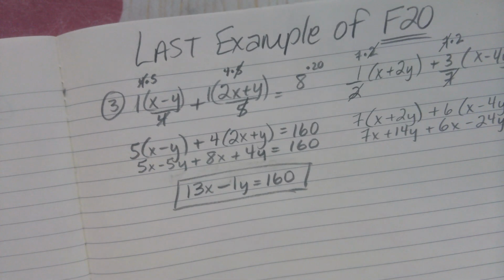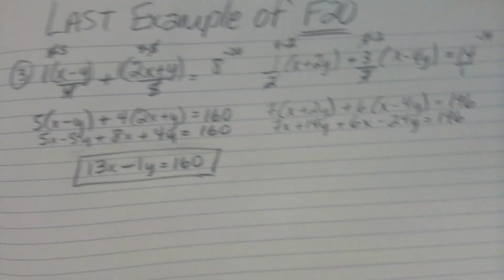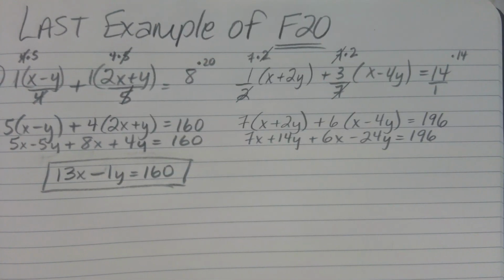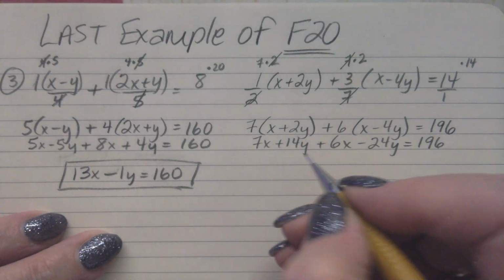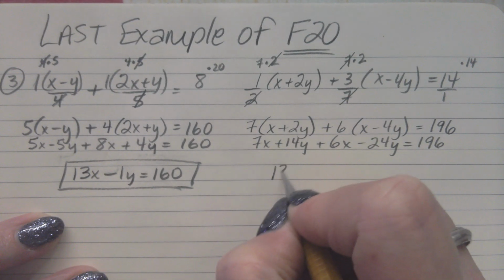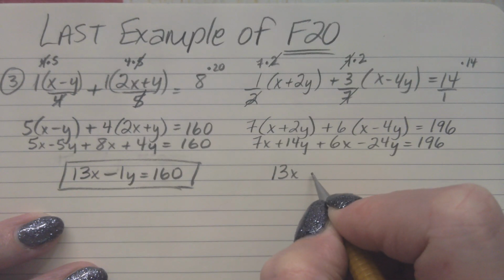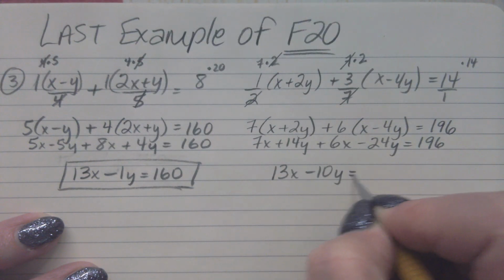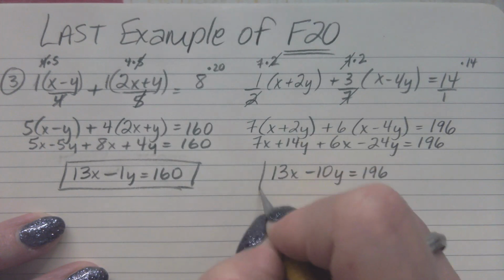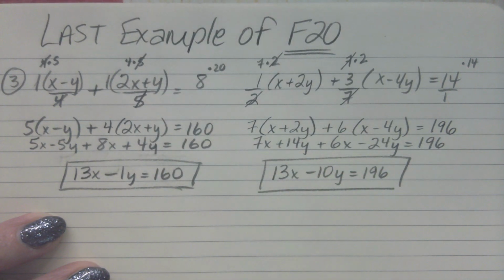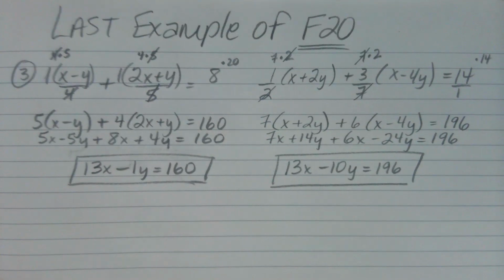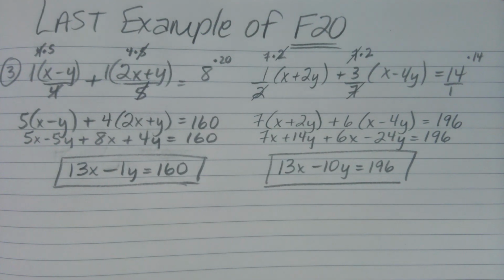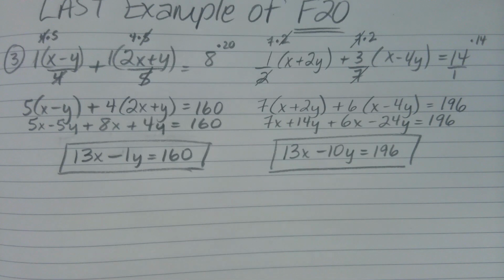What do we do next? All right, so we distributed, right? So I got rid of my denominator, distributed, collected my like terms. I'll get 13x minus 10y equals 196. And again, you could do substitution with this one, or you could do elimination with this one. Your choice. It's so much easier. It makes really large numbers.